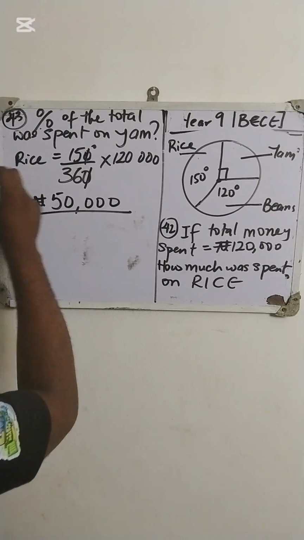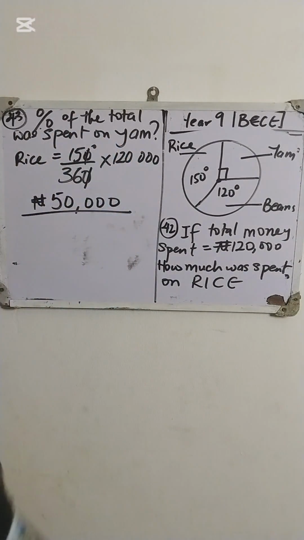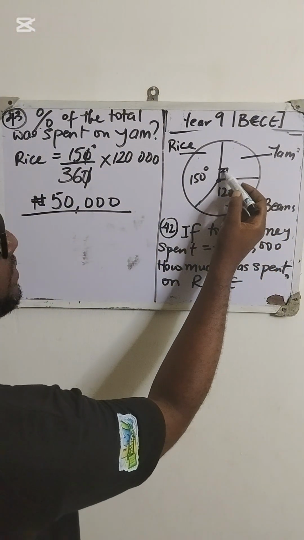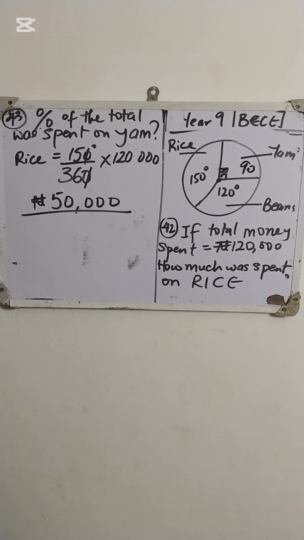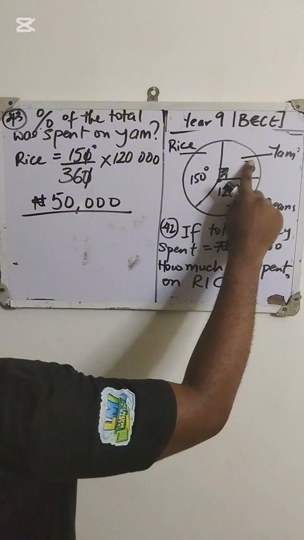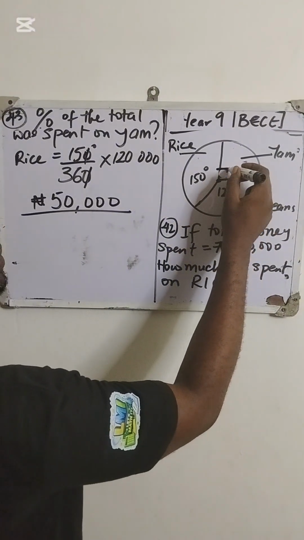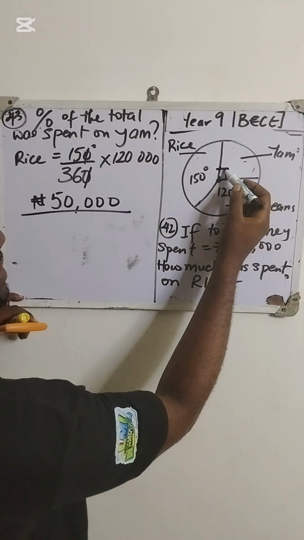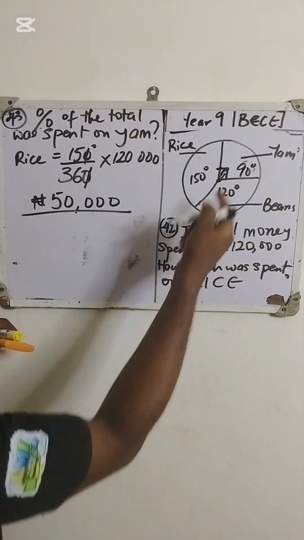Now the second question says, what percentage of the total was spent on yam? Yam is what? No number given. But anytime you see this box angle, that means this is what? 90 degrees. Now, what percentage of the total was spent on yam? We don't know. Yam, we're only given this box angle. So anytime you see this box angle, we know this is 90 degrees. So what is the total amount spent on yam?